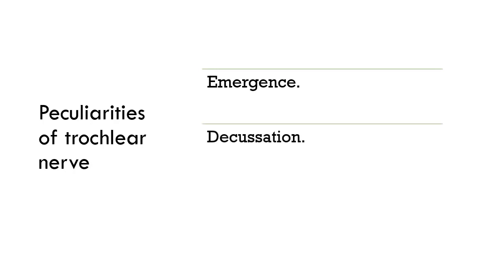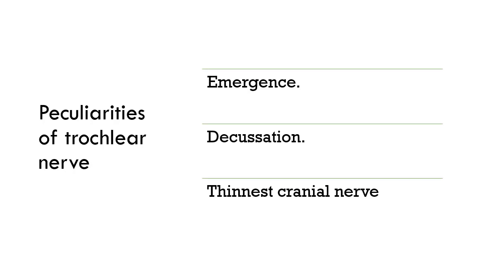There are a few peculiarities of the trochlear nerve. It emerges from the dorsal aspect of the brainstem. It decussates. This is the only peripheral nerve which decussates before taking exit on the surface of the central nervous system. And this is the thinnest cranial nerve among all.